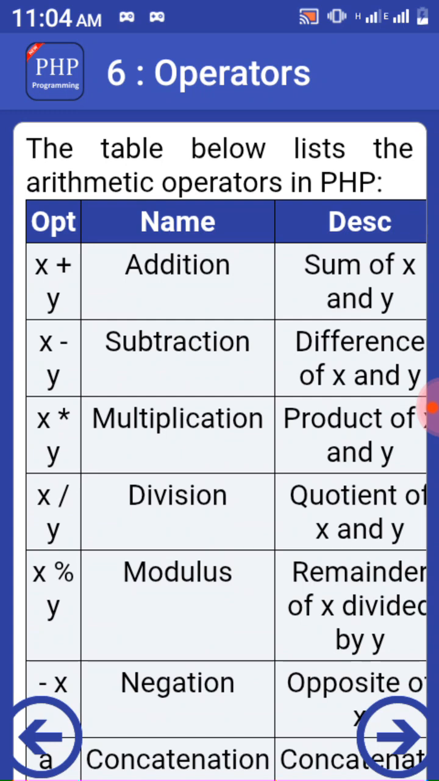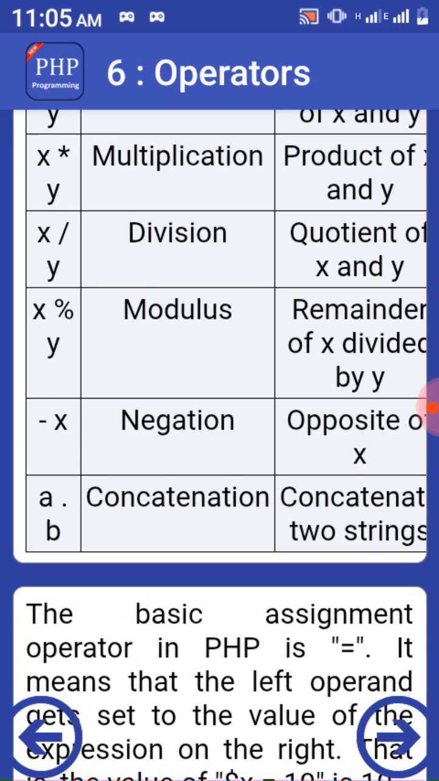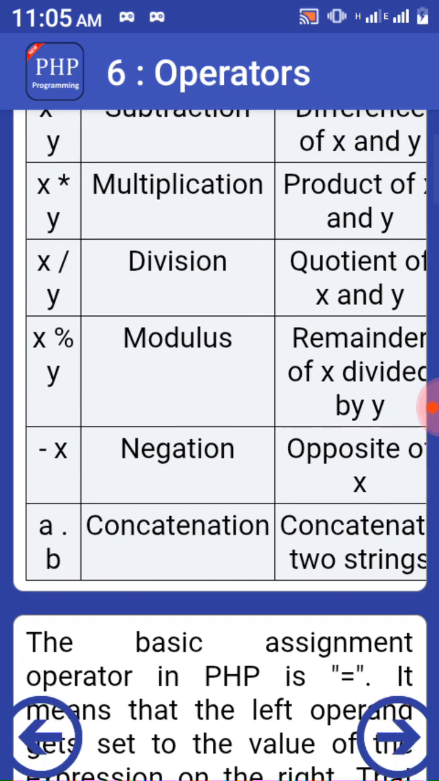The first operator name: x plus y, which is addition, the sum of x and y. x minus y is subtraction, the difference of x and y. x times y is multiplication, the product of x and y. x over y is division, the quotient of x and y. x modulus y is the remainder of x divided by y.